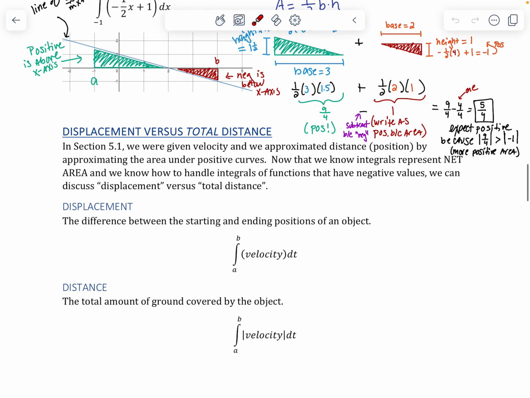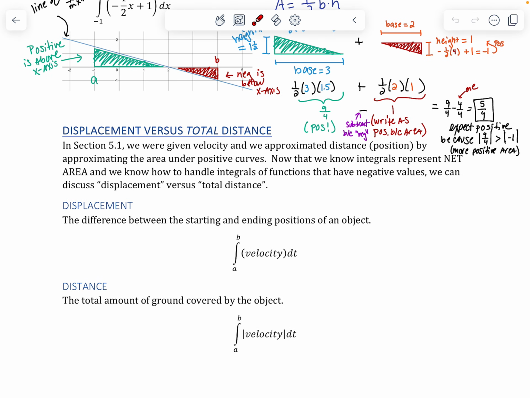Okay, so two other things to talk about with definite integrals. Displacement versus total distance. In section 5.1, we were given velocity and we used it to approximate the distance or the position by approximating the area under the curve. So now that we know that integrals represent the net area, before in 5.1 we only had positive area, we now need to handle functions with positive and negative values to discuss displacement versus total distance.